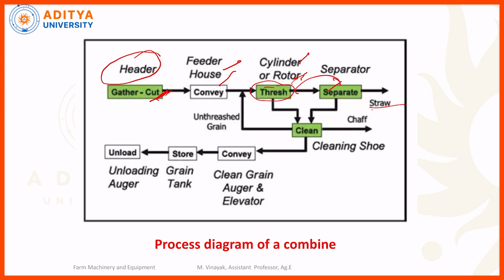In this separator, straw will be separated. After that, chaff material will be separated. Here we can collect the clean grain. If any unclean grain or any chaff material is mixed with the grains, in this situation we move it back to the threshing operation. After that, clean grain is conveyed to the grain tank. After that, unloading. So next, look at the next slide.